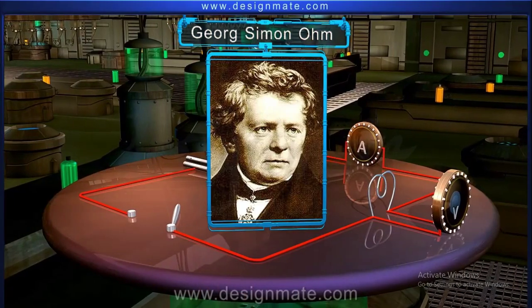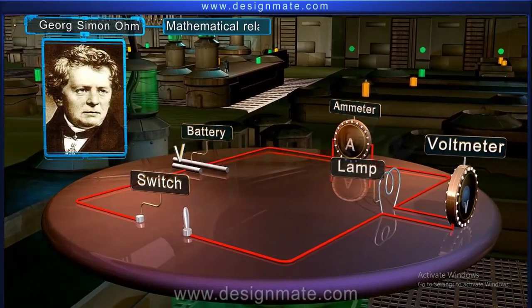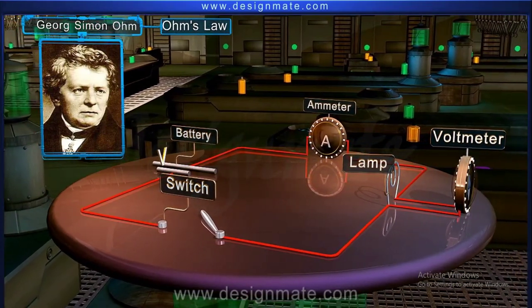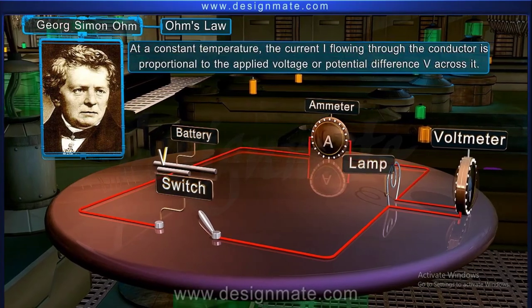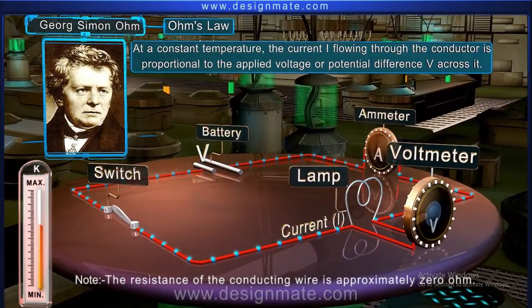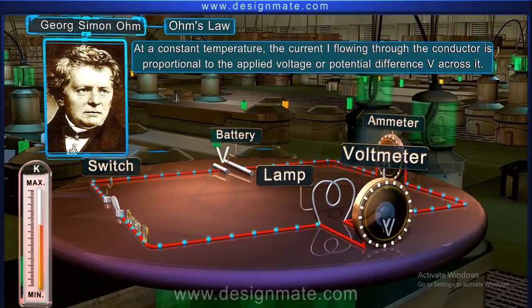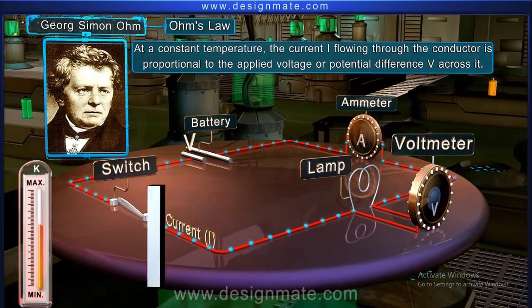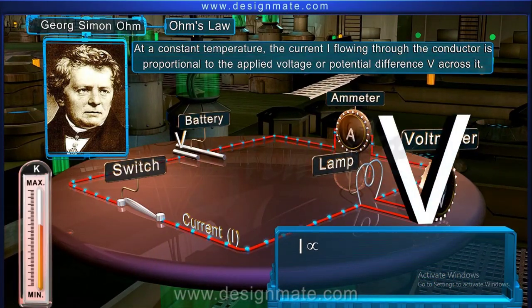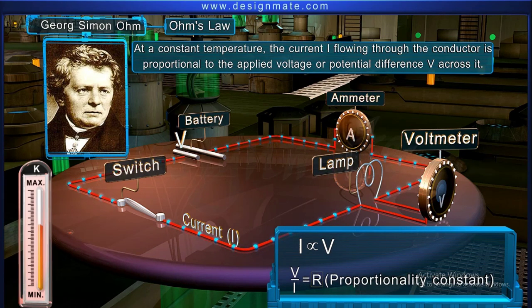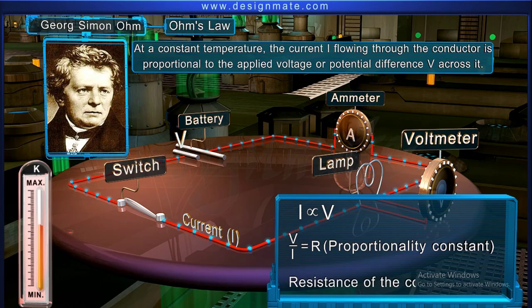George Simon Ohm was the first scientist to articulate a mathematical relationship between voltage and current, famously known as Ohm's law. Ohm's law states, at a constant temperature, the current I flowing through the conductor is proportional to the applied voltage or potential difference V across it. Mathematically, it can be expressed as I is proportional to V, V over I equals R, where R is the proportionality constant called the resistance of the conductor.